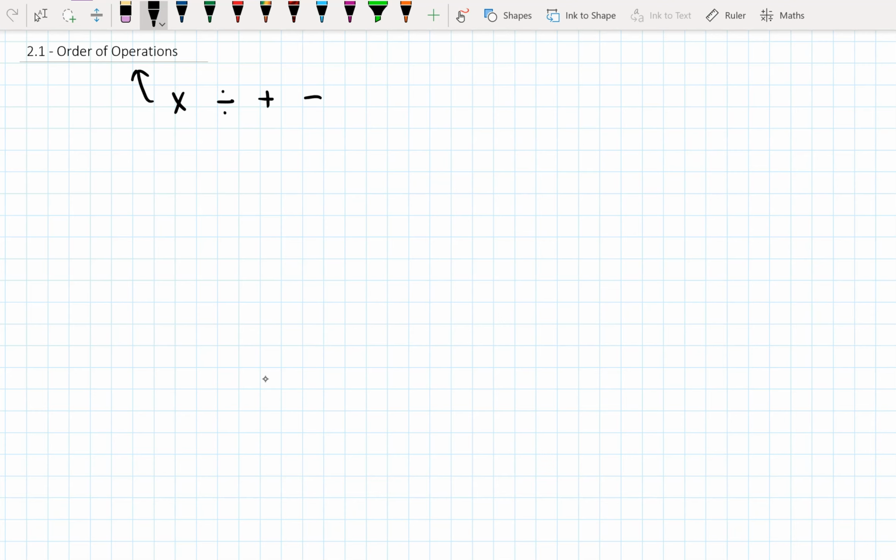Now, when we have a sum, and a sum just means a collection of maths, a collection of things, there's a particular order that we need to do these in. And in English, we have a nice little saying that we can use in order to remember this order that we have to do these in, okay?